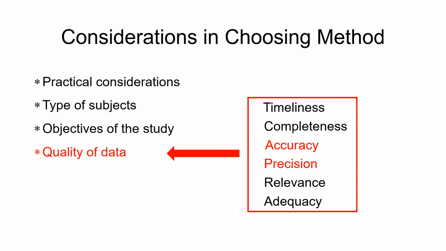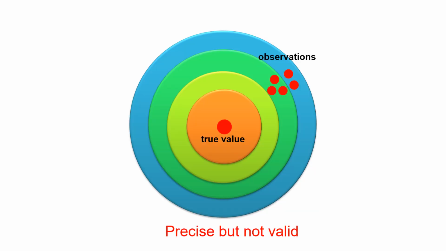The most significant of this is accuracy and precision. Accuracy is how close the measurements or observations are to the true value, while precision is how close the measurements are to each other. Using the dartboard as an analogy, the bull's eye is the true value, while the smaller red dots on the periphery are individual observations or measurements.